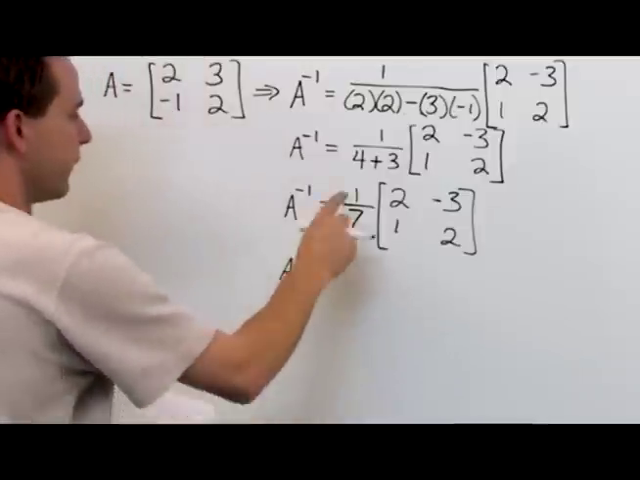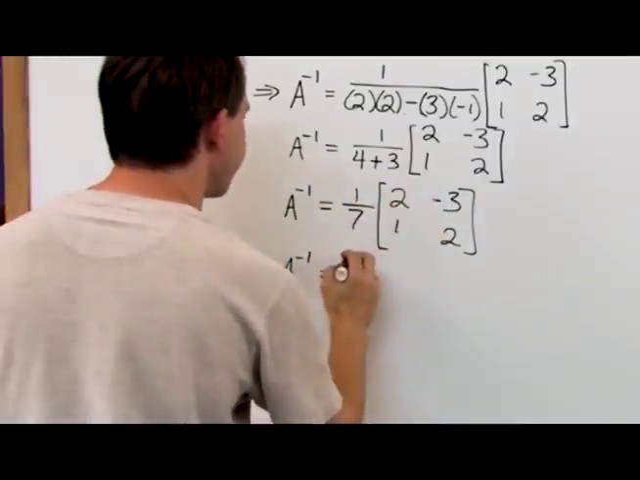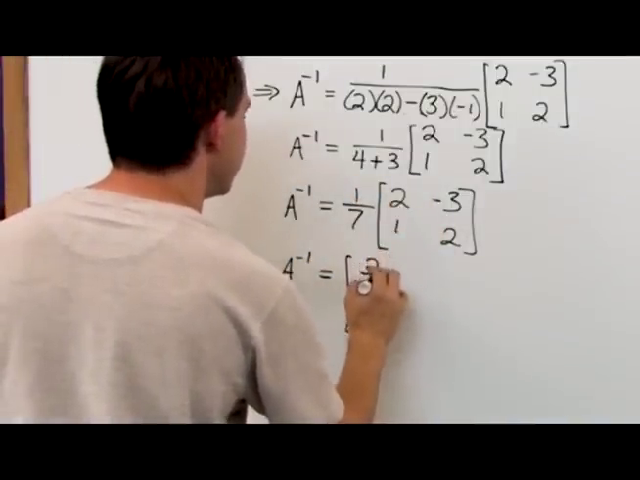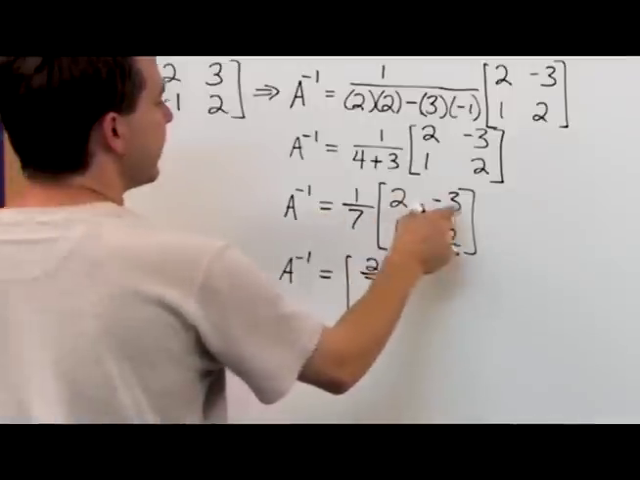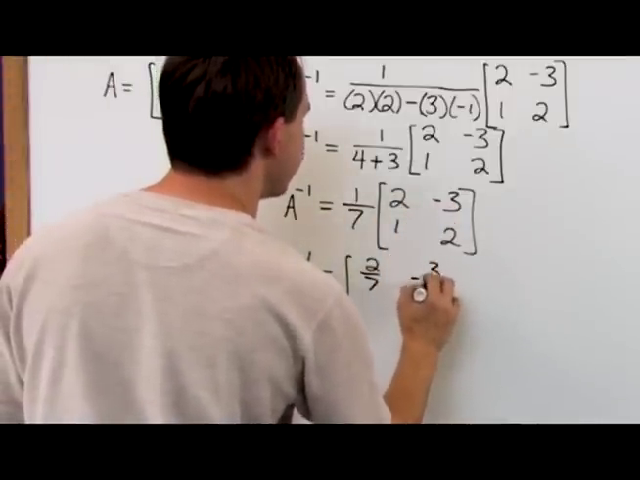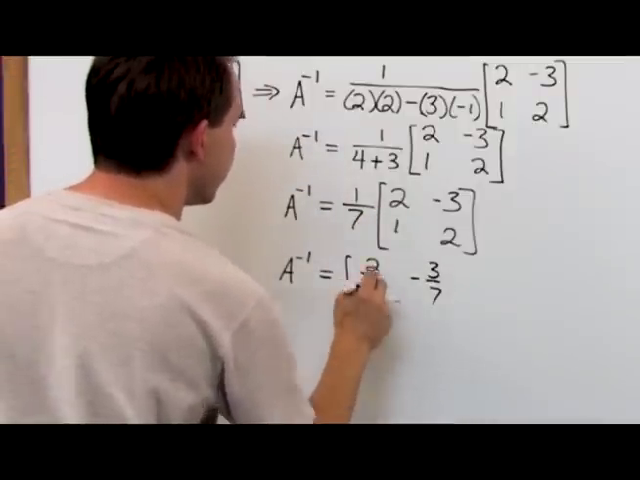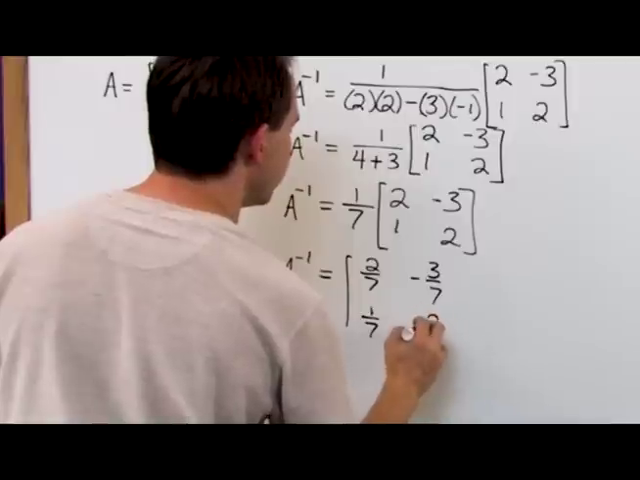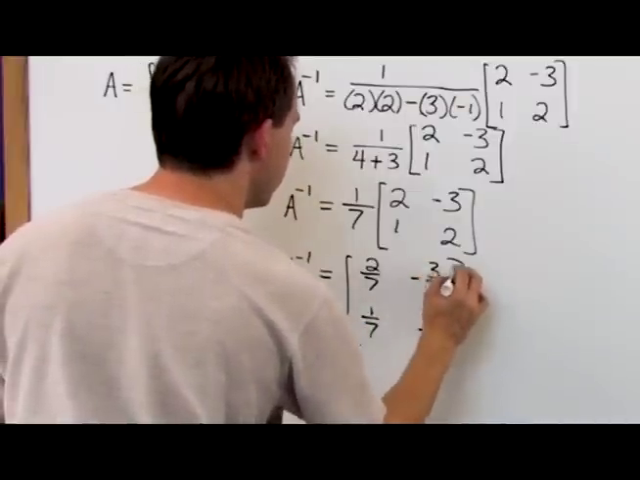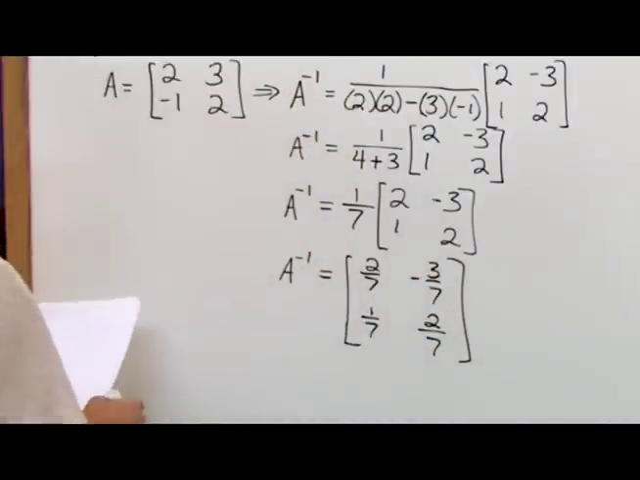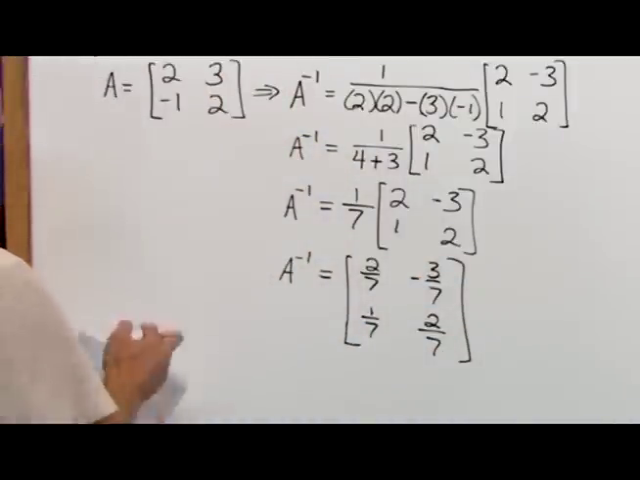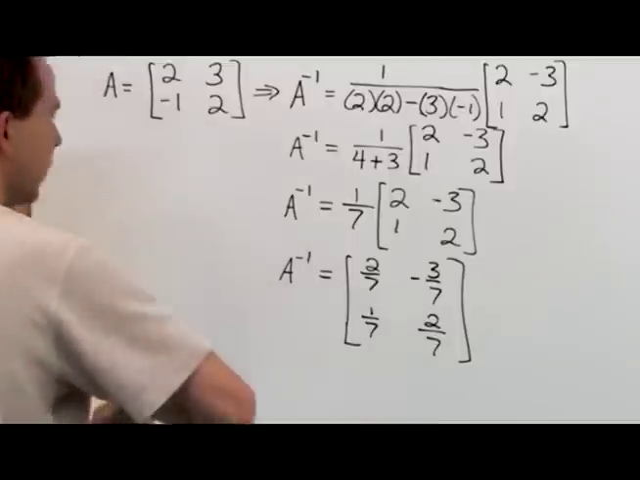But it's really not that bad because we're just going to carry that fraction through. So 1/7 times 2 is 2/7. 1/7 times negative 3 is negative 3/7. 1/7 times 1 is 1/7. 1/7 times 2 is 2/7. All right, so that's it. We have 2/7, negative 3/7, 1/7, and 2/7, and that is actually called the matrix inverse.